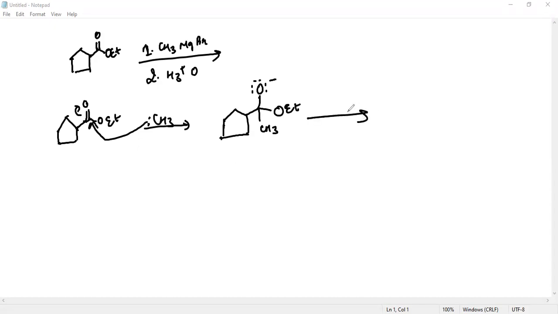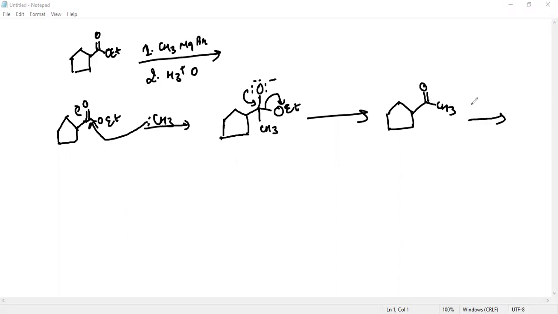And what would be the next step? This will be moving down and kicking this out, because this OEt is a better leaving group. So what will be the result of that? So this will be your product after this move. You have a double bond O, and then you have this CH3.